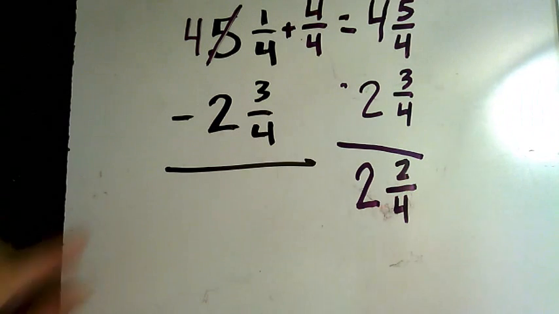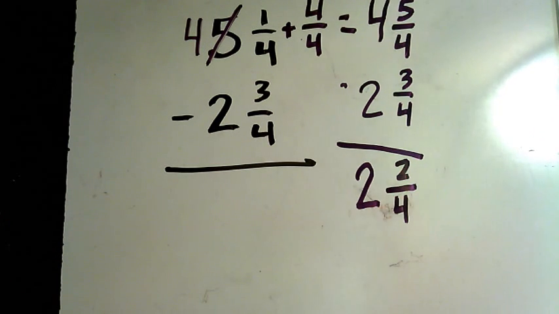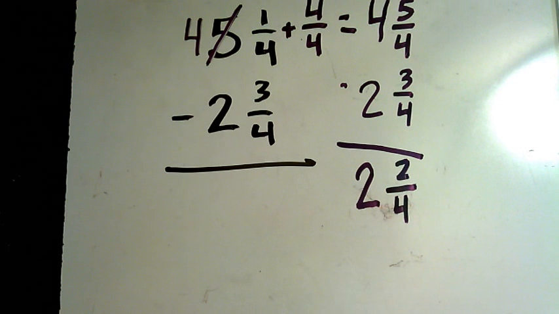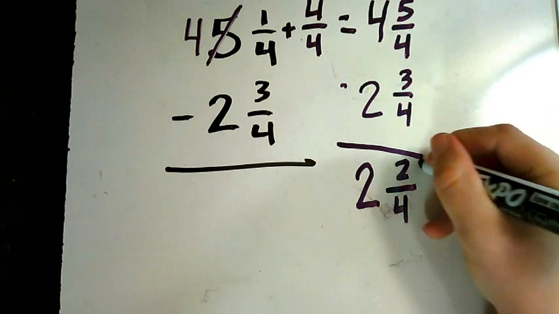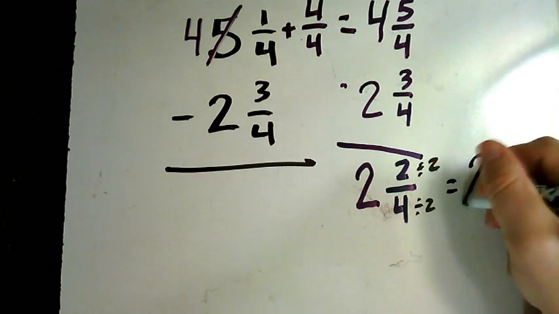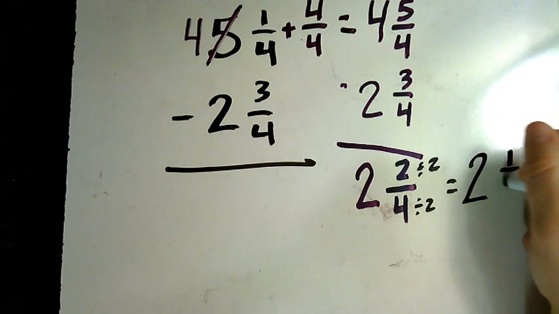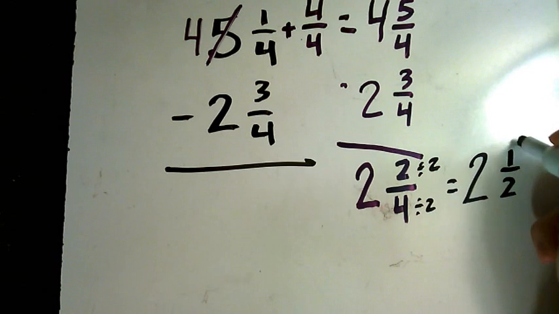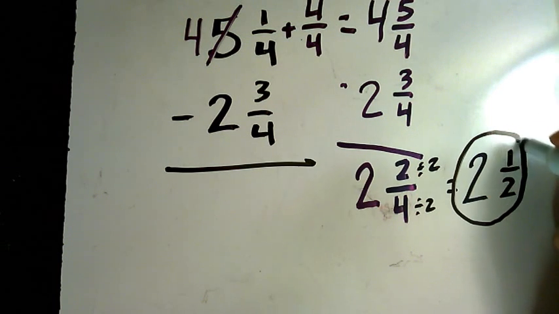But we're not quite done. We have to think one more thing, and that is simplification. Can I simplify this fraction to 4ths? Well, we know that 2 and 4 are both even numbers, so we can divide at least by 2. And when we divide by 2, we still have those 2 wholes, and we have 1/2. And we know that 1/2 is as simplified as this fraction can go. So 5 1/4 minus 2 3/4 equals 2 1/2.